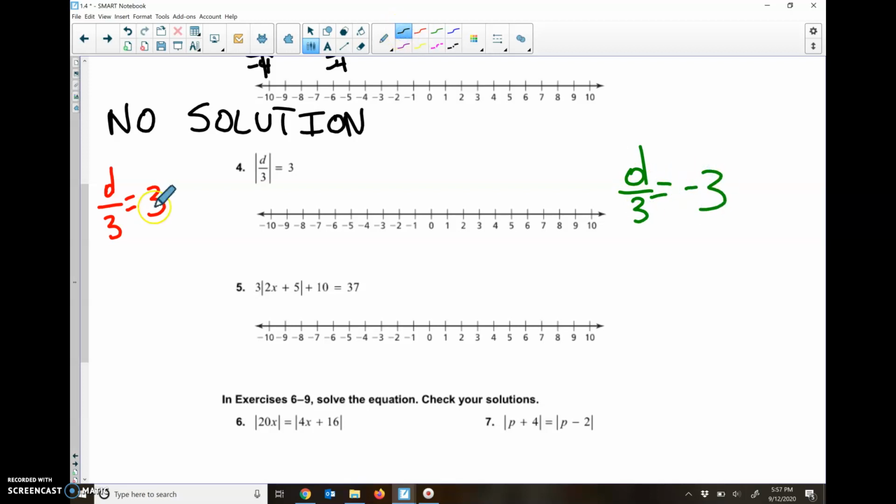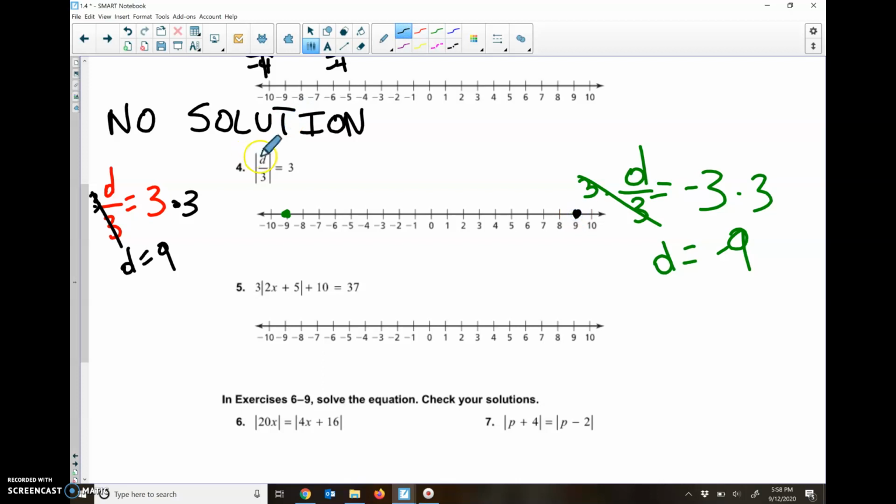So notice how I wrote two problems, one with a positive answer and one with a negative answer. And then I should have written this a little over because now I'm cramped over here. So it's divided by 3, so I'm going to times by 3. So d equals 3 times 3 is 9. I'm going to go over here. Same steps. It's divided by 3. So I'm going to multiply by 3, except now I have a negative 3. So negative 3 times 3 is negative 9. So my two answers then are negative 9 and positive 9.